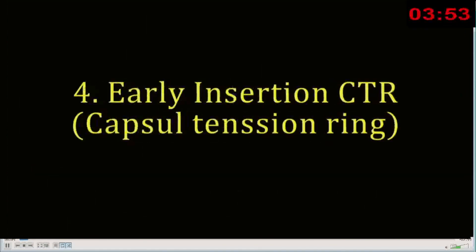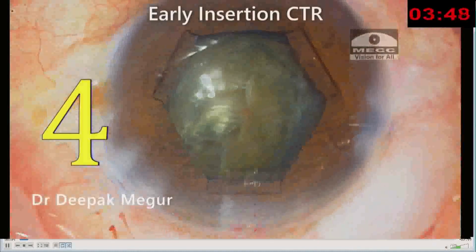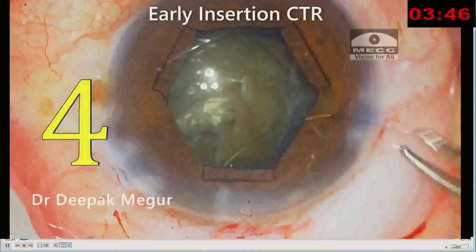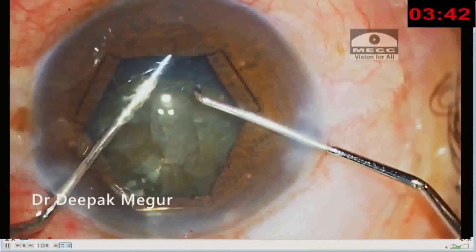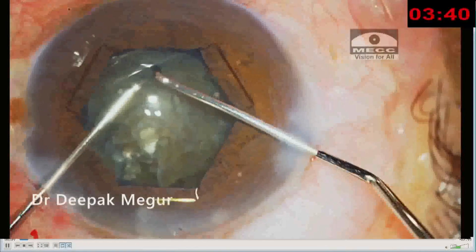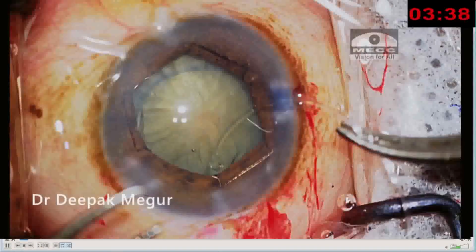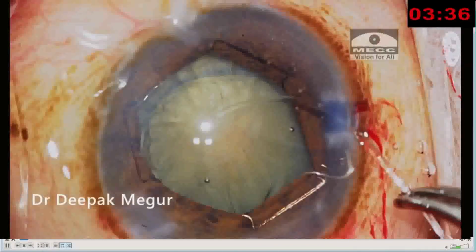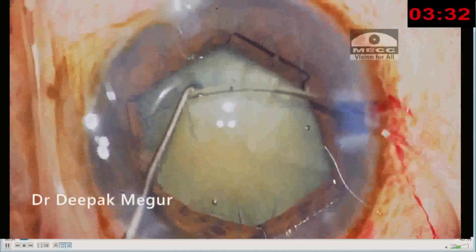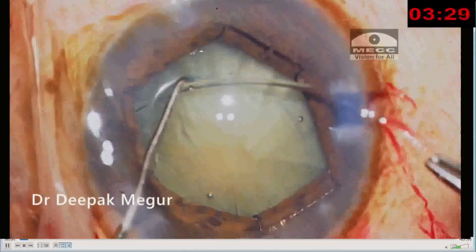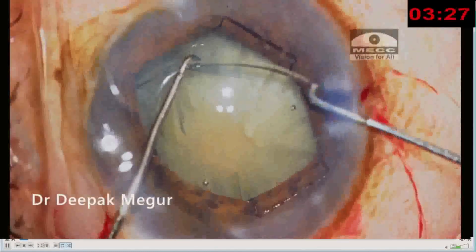Number 4. Early insertion of CTR is critical, which goes a long way in supporting the loose zonules. And these loose zonules are likely to bear the brunt and get more damaged during nucleus manipulation and emulsification. Of course, one can use capsular hooks as well, but usually early introduction of CTR will serve the purpose very well. So my recommendation is not to delay introducing the CTR.